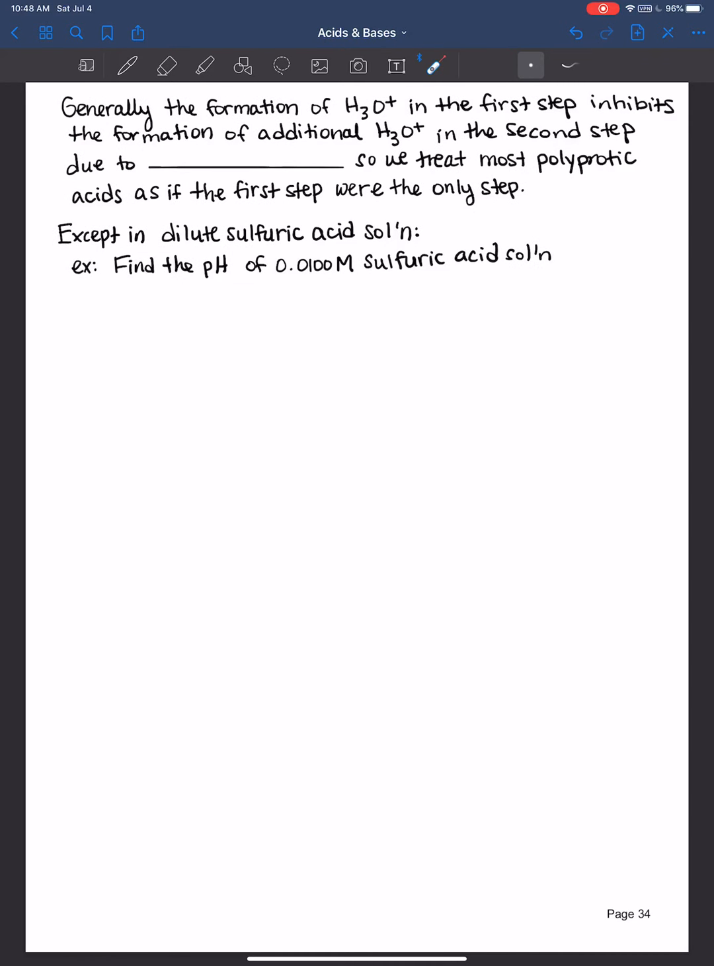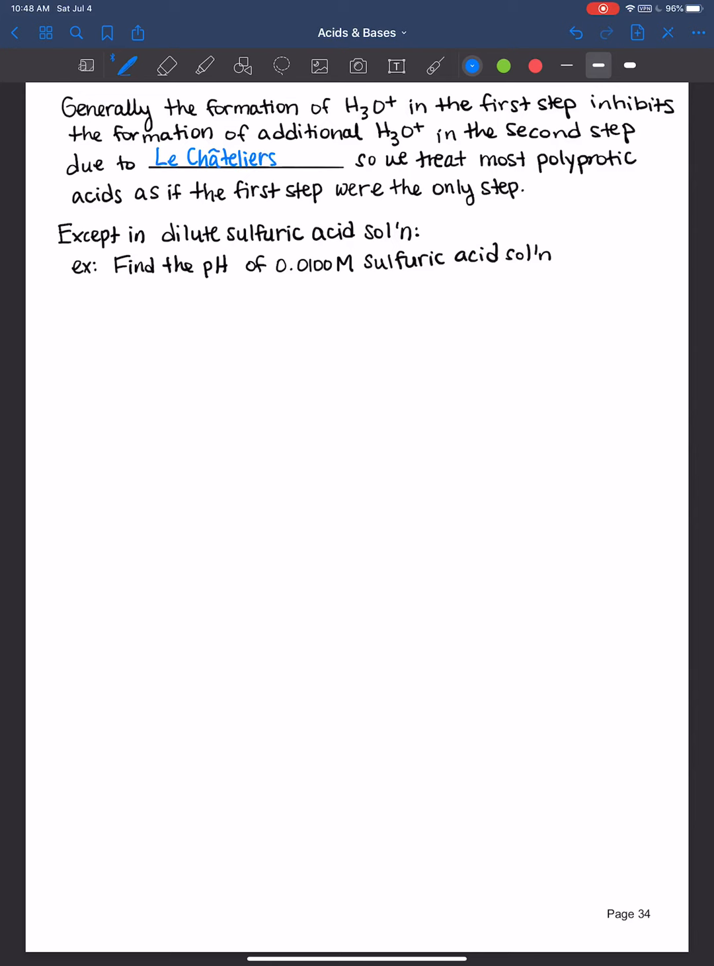So generally, the formation of hydronium ions in the first step inhibits the formation of additional hydronium ions in the second step. And it's due to what principle? Right, due to Le Chatelier's principle. We've discussed this in previous videos already.